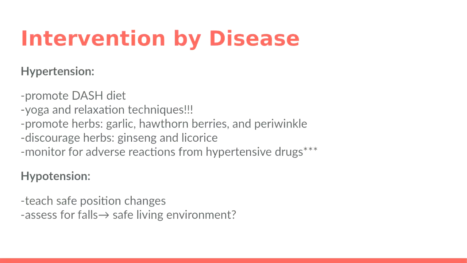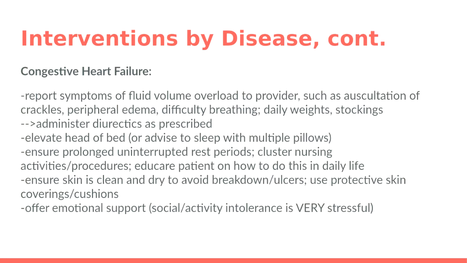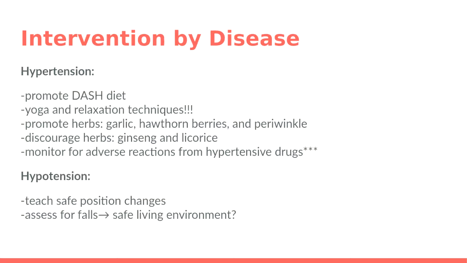So just to do a quick overview by disease, for hypertension, you're going to want to look at that DASH diet that everyone's been talking about: low fat, low salt. You don't want to go to medications first. You want to look at yoga and relaxation, primarily just to lower blood pressure a little, and because we're looking at a geriatric population, we don't want to have many side effects. You want to make sure that in hypotension, you teach safe position changes.